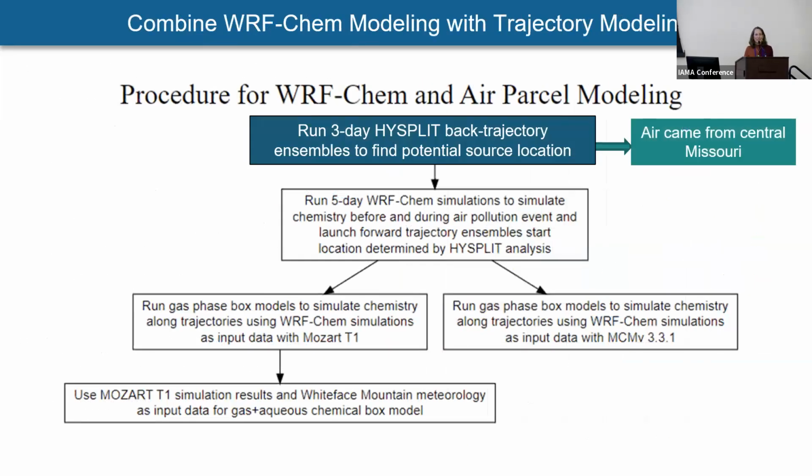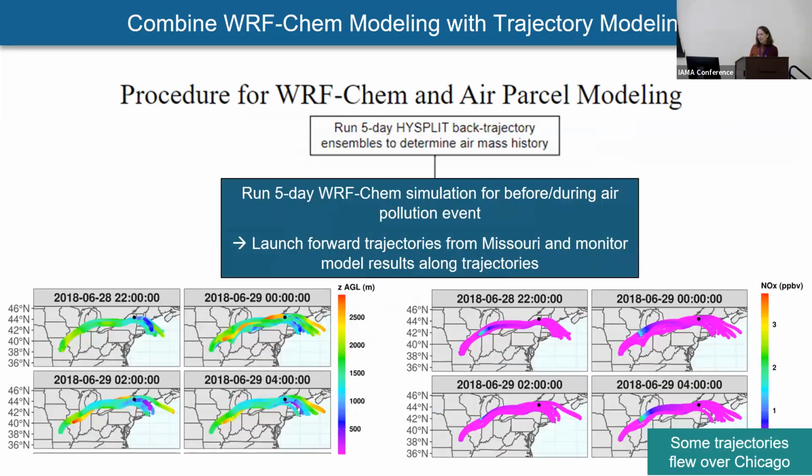Okay, so this is what we did to try to address the modeling part of how those organic acids became so high. So we started with Chris running HYSPLIT back trajectories. He did 3-day back trajectory ensembles to find a potential source location. About 2 days beforehand, that air was in central Missouri, near the surface, and so that's where we said the air was coming from. We then took that information and ran WRF-Chem for a 5-day simulation, starting 5 days before the event and going through the event.